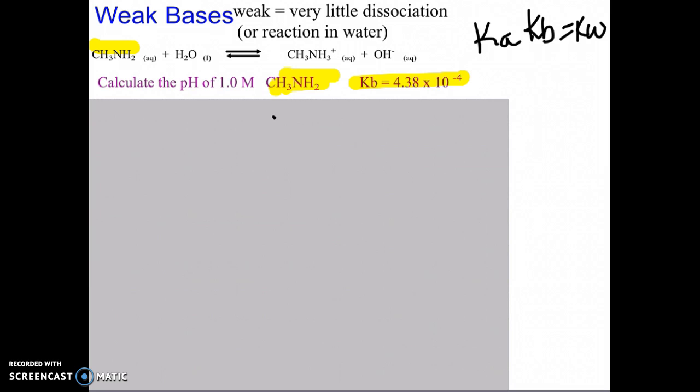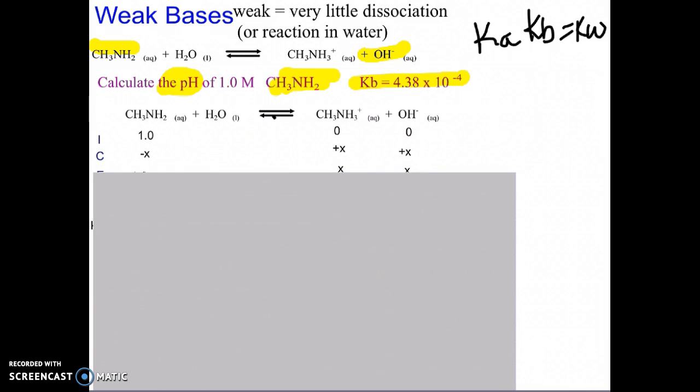But notice they're asking you to calculate the pH. And pH is hydrogen ion concentration. But in this reaction, what you're making is hydroxide ion concentration. So that's kind of a tricky thing that you need to pay attention to if you're talking about a base, when you're going to do the RICE table.